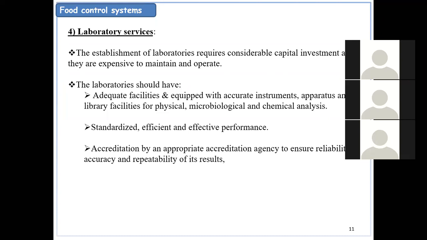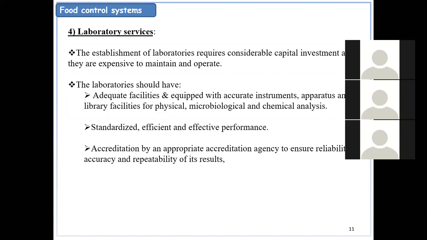Who can tell me what is the difference between a qualitative and a quantitative test? The qualitative test tells us whether it is present or not. The quantitative test tells us how much is present. Exactly. So if I want to check conformity, can I rely on a qualitative test? Definitely no. I need to perform a quantitative test.